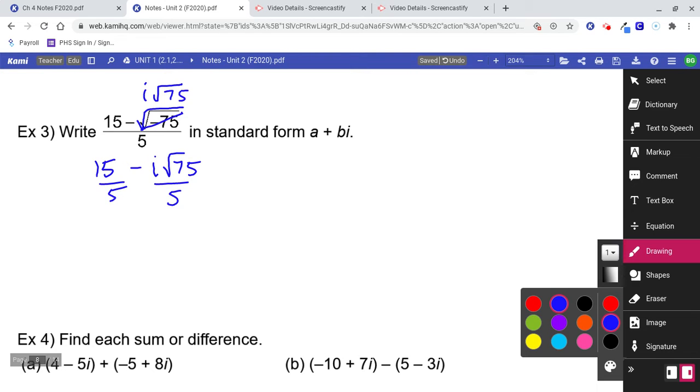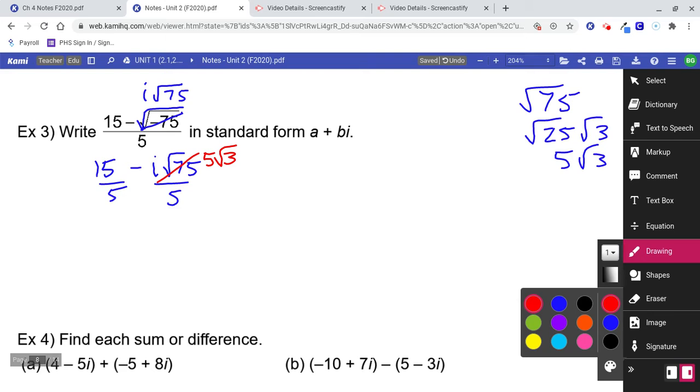But square root of 75, I can break that down. If you want to do it over here to the side, you can, but you probably don't need to. 75 is 25 times 3, so the square root of 75 is 5 times the square root of 3. So this right here is 5 times the square root of 3.